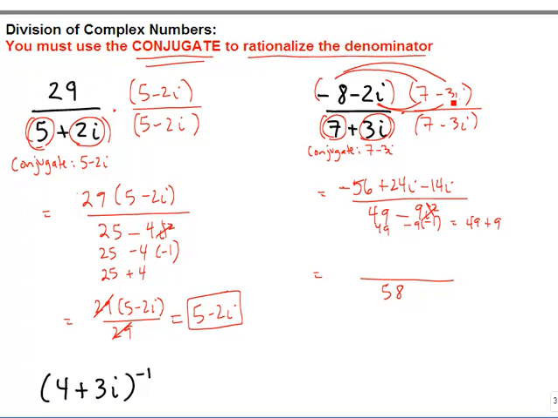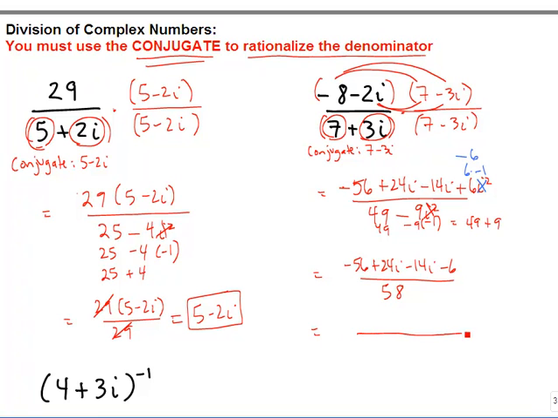And negative 2i times negative 3i is positive 6i squared. Now remember that i squared turns into a minus 1. So that minus 1 times the 6 that we already had makes this become a minus 6. So we're going to have negative 56 plus 24i minus 14i minus 6. We just changed the sign in front of that 6.